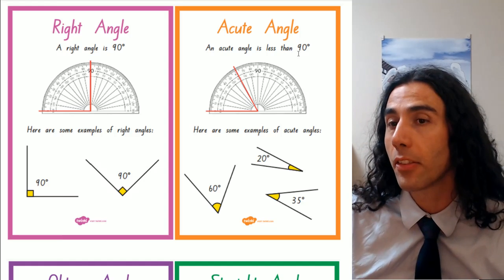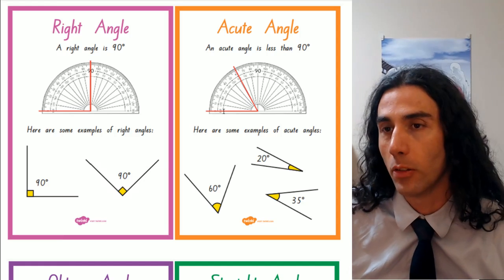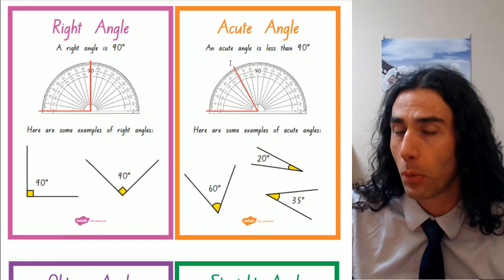Acute angle, less than 90. So between 0 and 90. So if it's 1 degree, it's acute. If it's 89 degrees, it's acute. Anything in between. And that's what they look like.